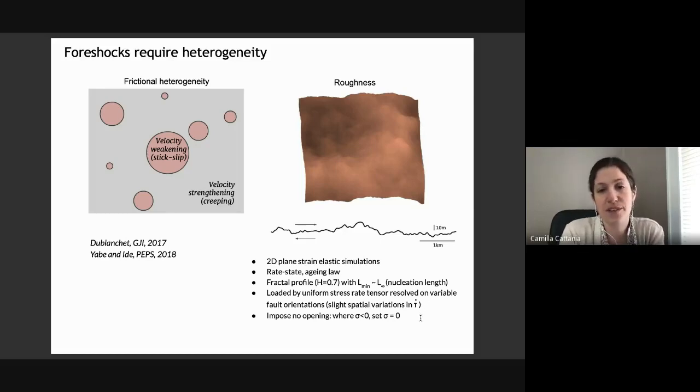And one note about a simplification in the model, we're not modeling opening. And there may be some locations in which normal stress perturbations are tensile, and we may even have a tensile total stress. And in that case, instead of modeling opening, we set the normal stress equal to zero, which is what is typically done in dynamic rupture simulations.